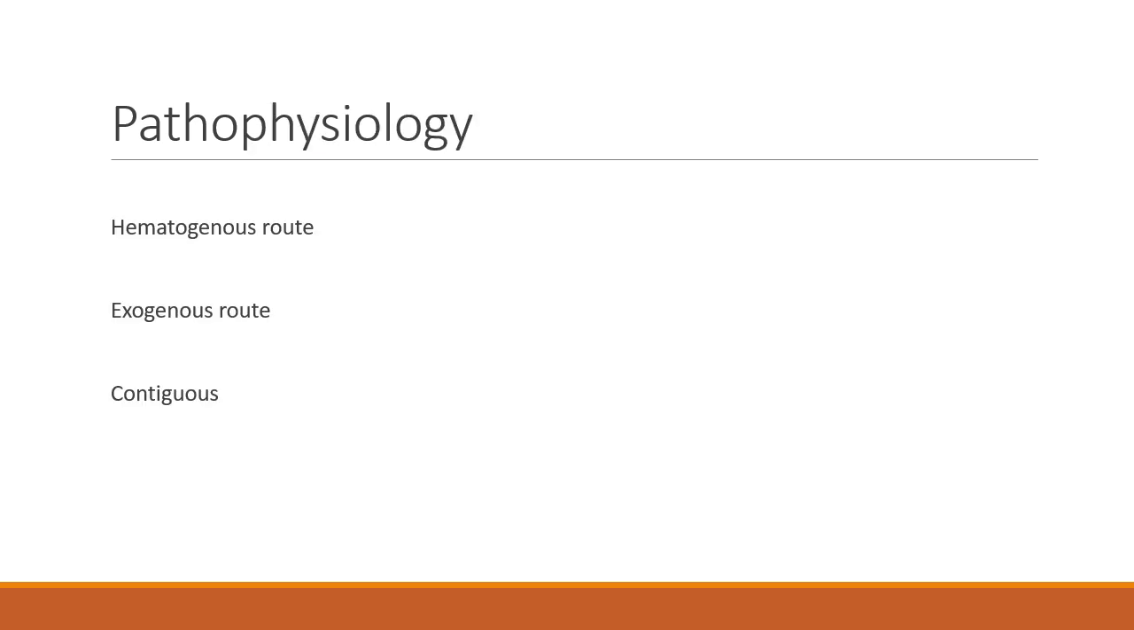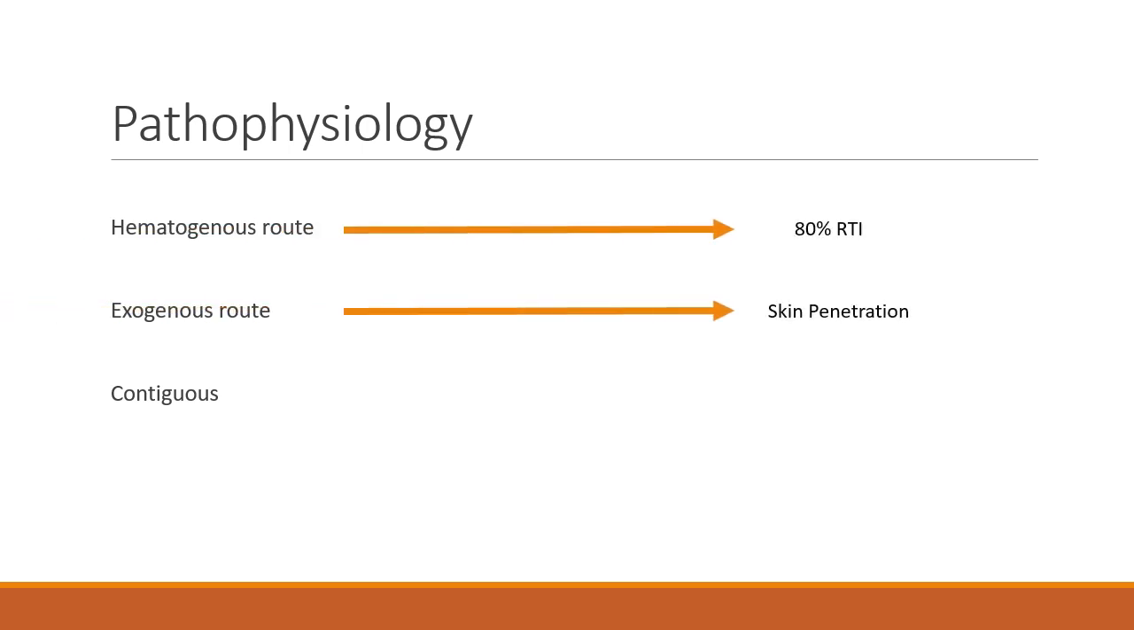Regarding the etiology of septic arthritis, infection usually spreads to the joint through a hematogenous route, through the blood, in which 80% are preceded by an upper respiratory tract bacterial infection. It can spread to the joint through an exogenous route, from the outside, which involves skin penetration, either by trauma, injection, or surgery. A contiguous spread of surrounding infection to the joint, especially osteomyelitis involving the metaphyses of some joints, can spread to the joint itself, causing septic arthritis.